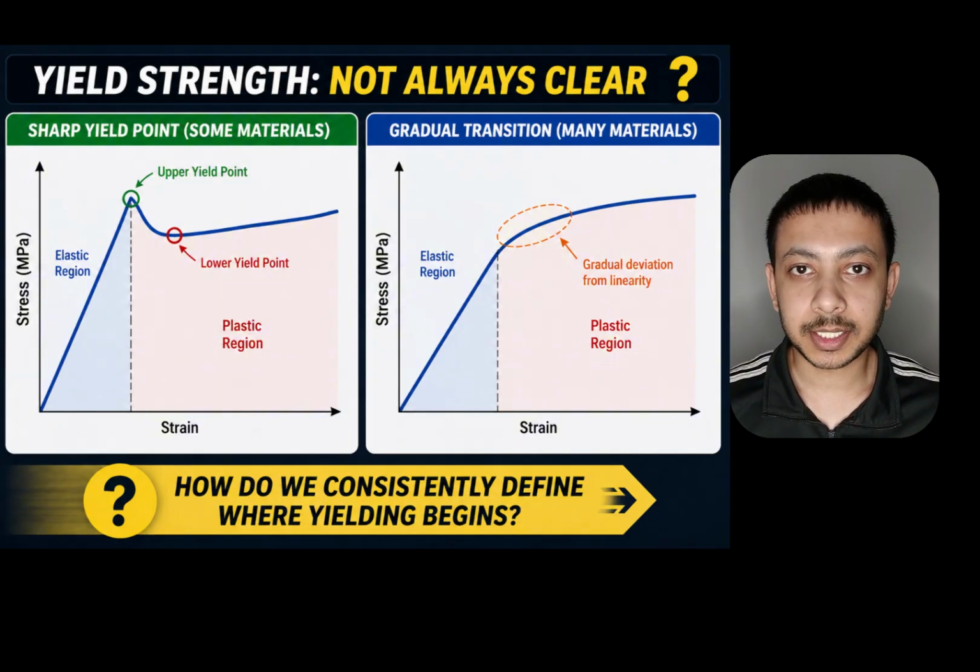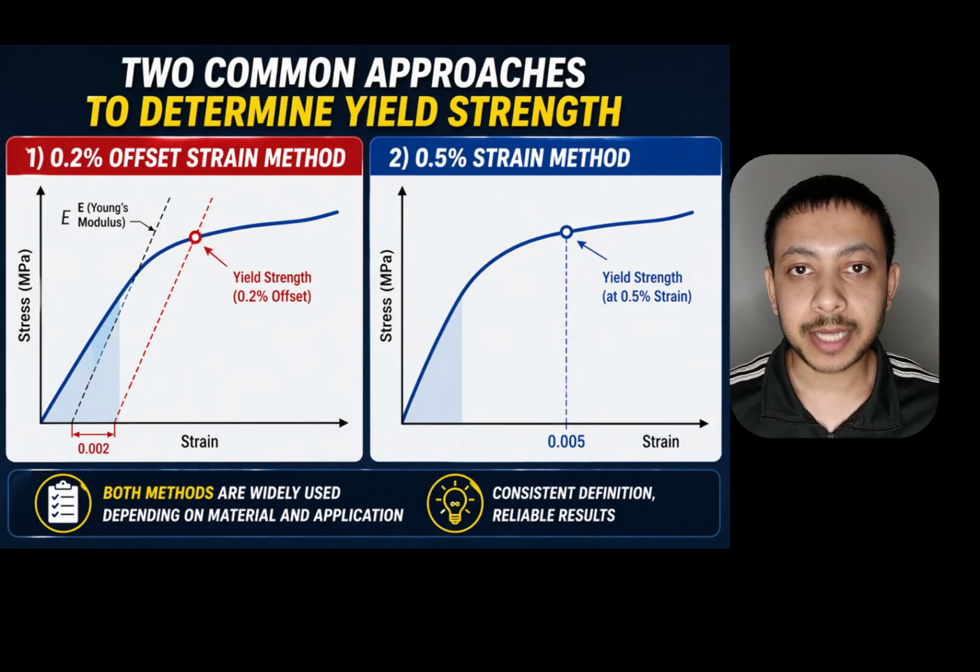If you look at realistic stress strain data, the transition from elastic region to plastic region is not always clear. In some materials, you might see a sharp yield point, but in many cases, the curve just gradually deviates from linearity. So the question is, how do we determine where the yielding begins? That's where standards come in.